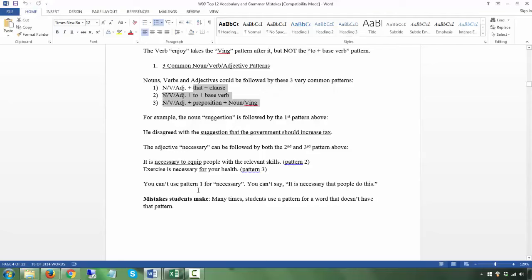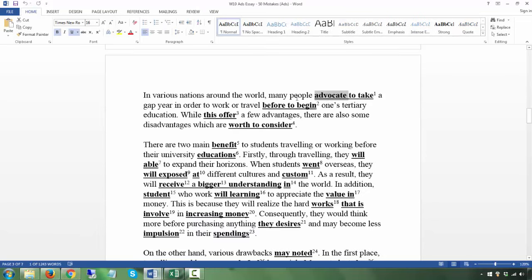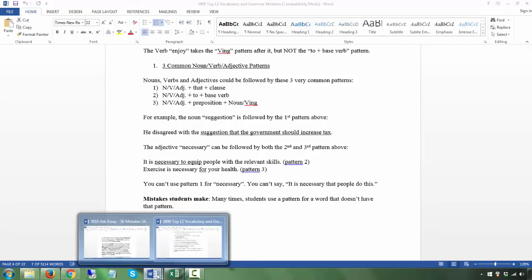Again, it really depends on the word itself. And I give you examples here. I explain this to you. So, one very common pattern is that plus clause. The second common pattern is to plus base verb. The third is preposition. So, what this mistake is, is that you've used a verb and you're using the to plus base verb. Okay, you're using this pattern, which is a very common pattern. A lot of words use this kind of pattern.